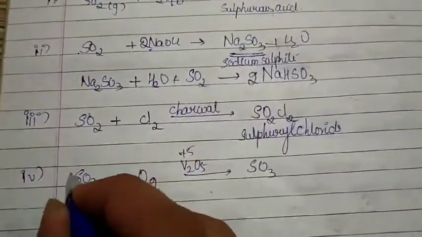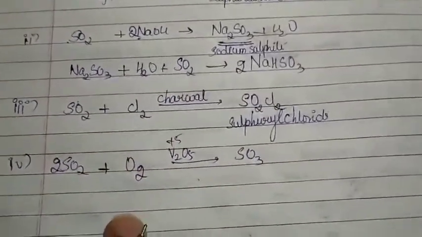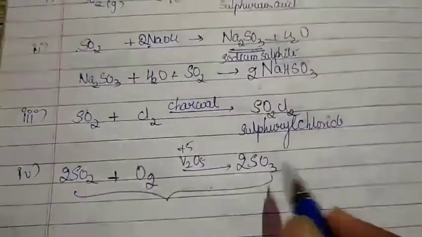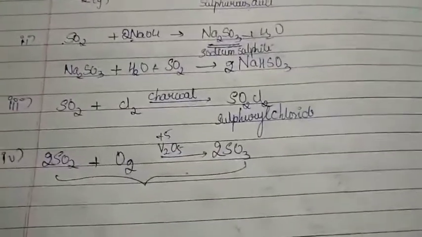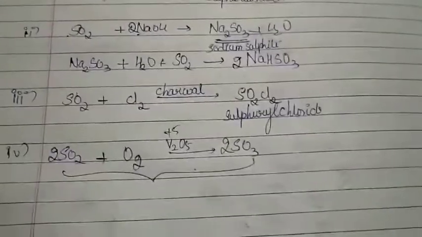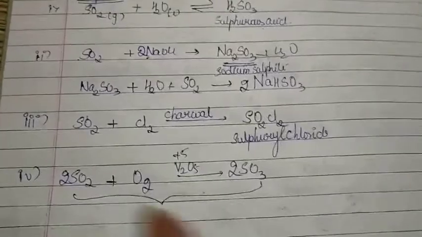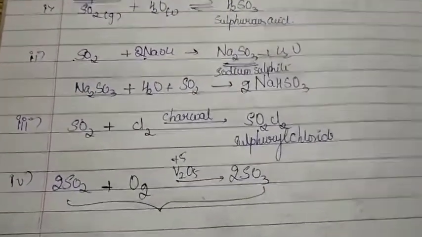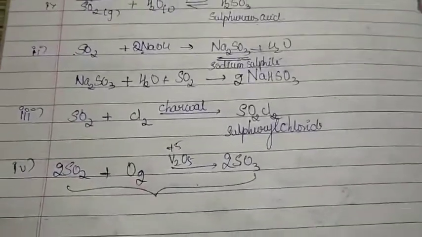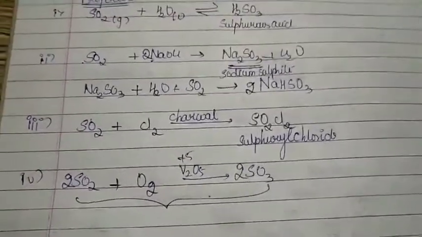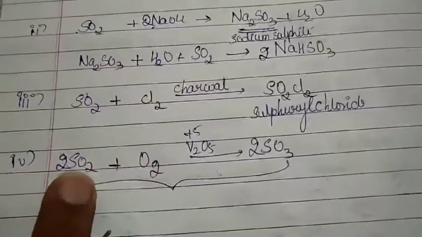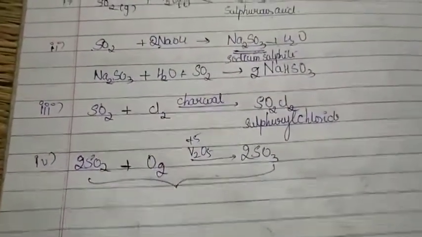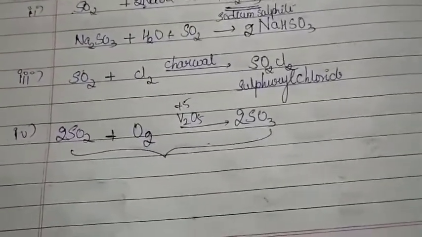Why? Because this is the important reaction in your contact process. This reaction is very important because in the contact process, in the manufacture of sulfuric acid, this is the main role played by the reaction in the synthesis of your sulfuric acid, which will be seen once again in your manufacture of H2SO4. But do remember, whenever your sulfur dioxide is reacting with the oxygen in the presence of vanadium pentoxide, it will get oxidized to give you sulfur trioxide.